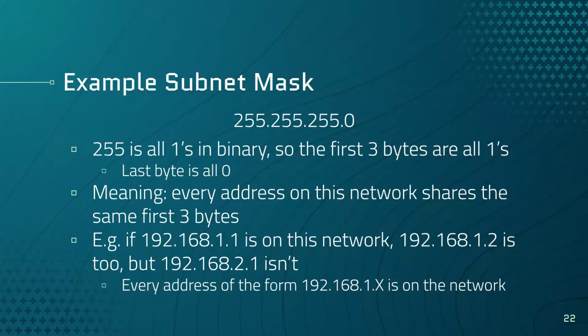So a smaller CIDR number actually means you have a larger network, because it's not counting how big the network is. It's counting how many bits are shared between all the IP addresses. So if you have less shared bits, you have more freedom to change them. So you have more possible addresses.